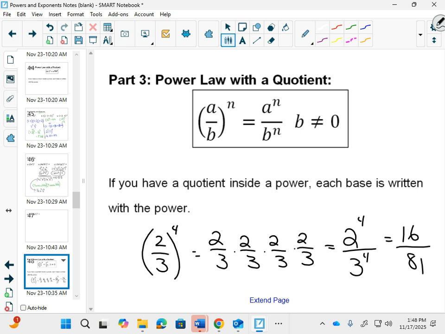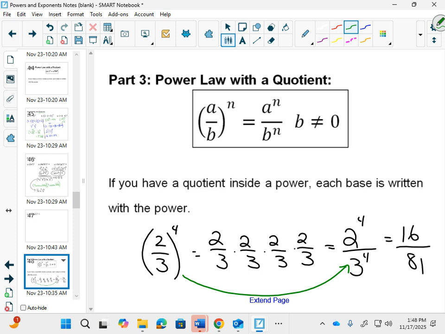The new law says that you don't have to expand it out. You could go right from here and put the exponent of 4 on the top one and the exponent of 4 on the bottom one right away. That's what the power law with the quotient says as a shortcut. Yeah, you could go from here with the green arrow without having to expand it out completely.